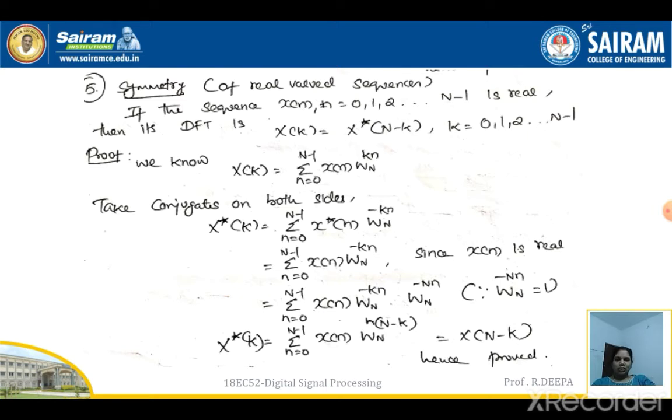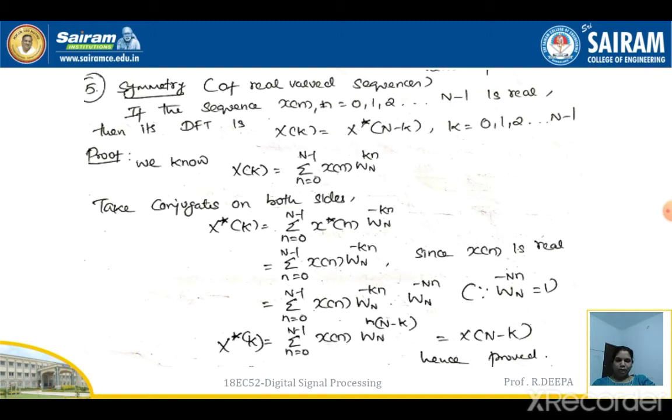So next, x conjugate of n can be written as x of n, since x of n is a real sequence. Hence, x conjugate of n can be replaced with x of n in the next step. So it is summation n is equal to 0 to N minus 1 x of n W_N power of minus kn. So in the next step, I am adding an additional term whose value is 1. That is represented on the right side as W_N power of minus capital N into small n, whose value is 1. So I am just adding it in order to prove that symmetry property.